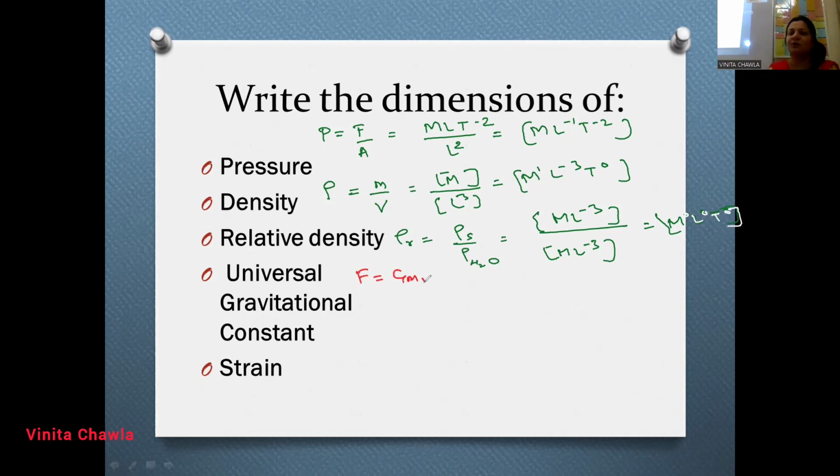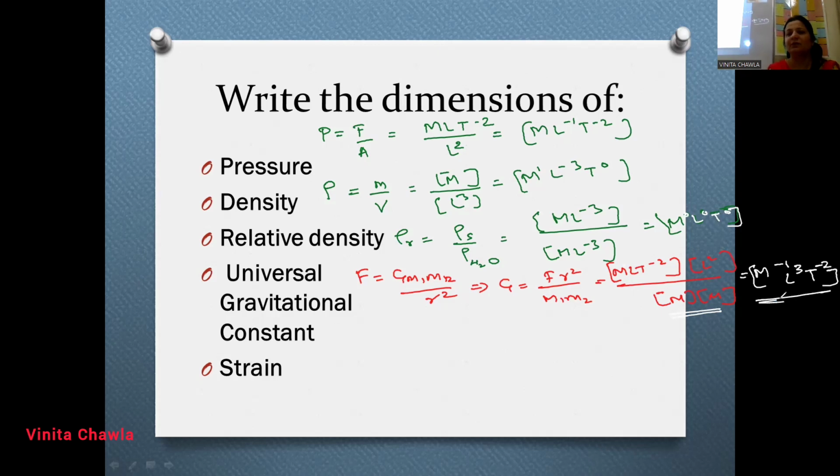Universal gravitational constant. F is equal to G m1 m2 by R square. And G is F R square divided by m1 m2. So write the dimensions of force first. It is MLT minus 2, and the dimension of R square is L2, divided by m, right? So when you simplify this, what will you get? We have 1 M here and 2 M in the denominator. So we can write M minus 1 and L is 3, T is minus 2. Yes. Okay, so this is how we'll write the dimensions.